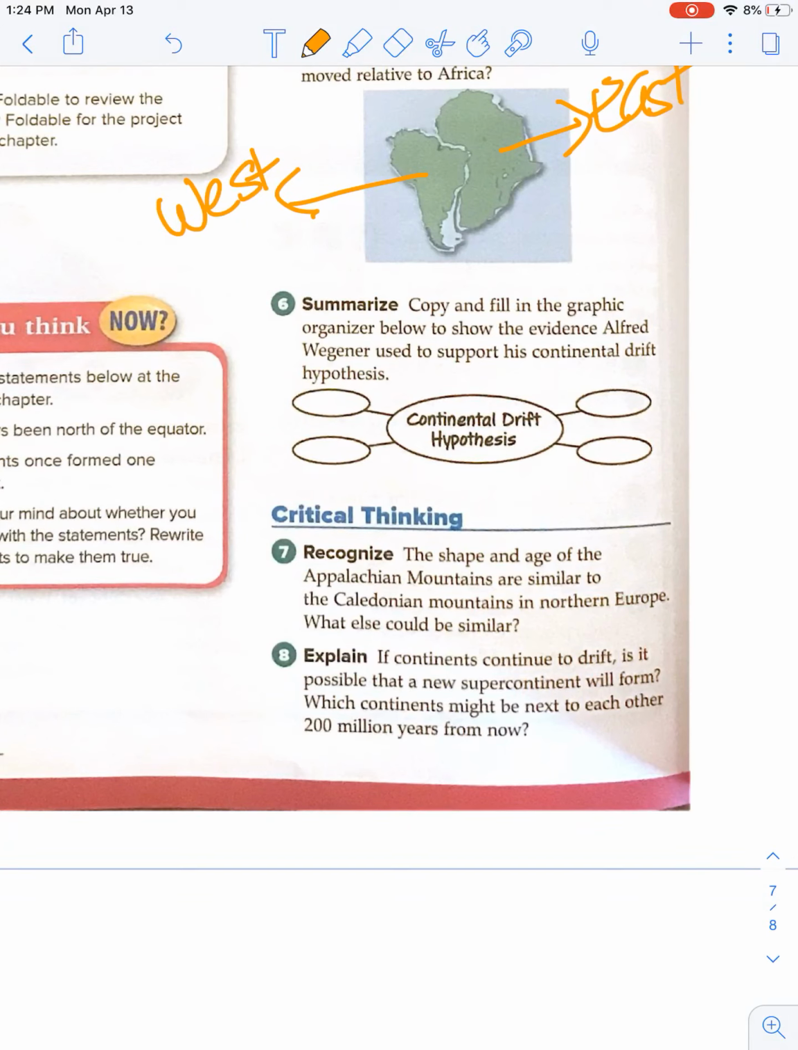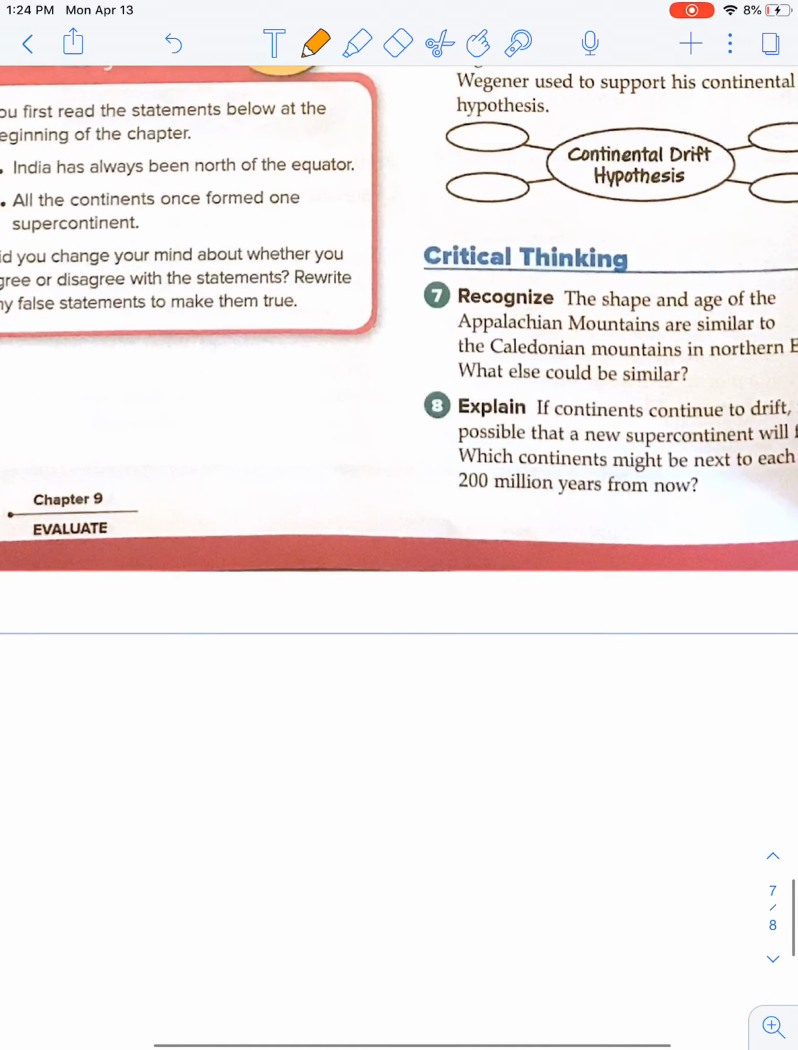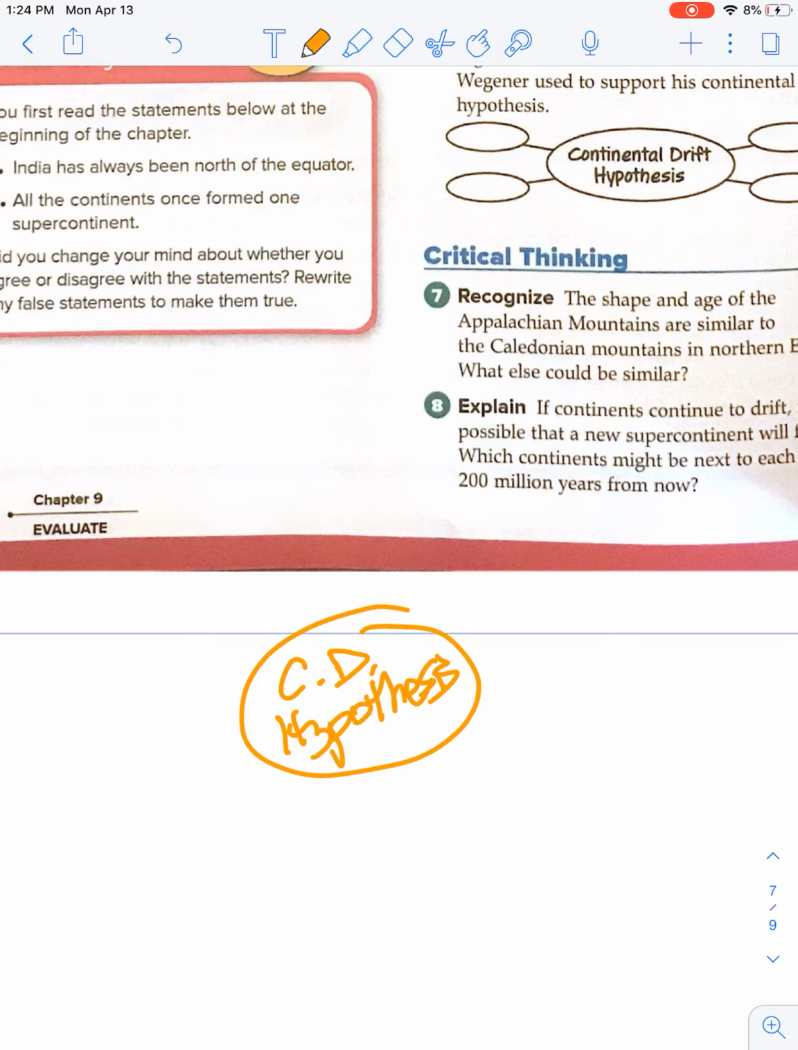Number 6, copy and fill in the graphic organizer below to show the evidence that Alfred Wegener used to support his continental drift hypothesis. Well, let's move this down here. Let's make our own little one here. So the continental drift hypothesis. Don't make fun of my penmanship.